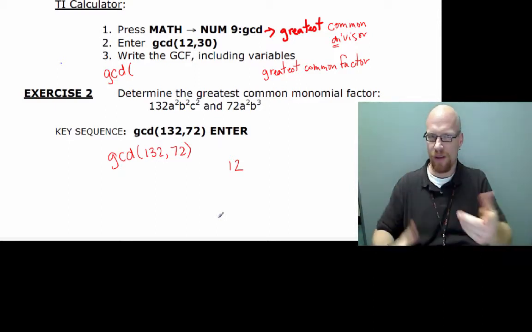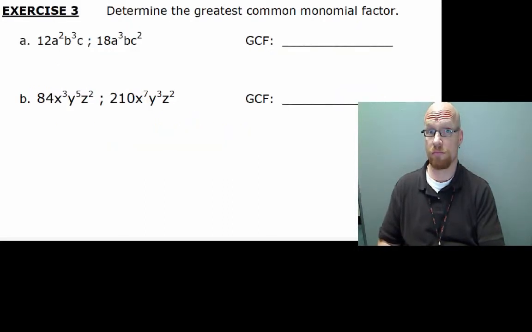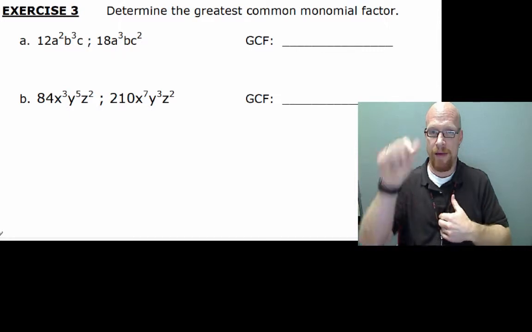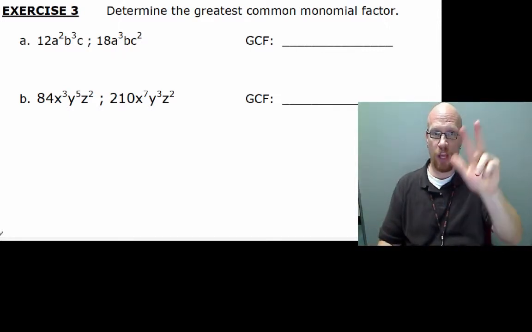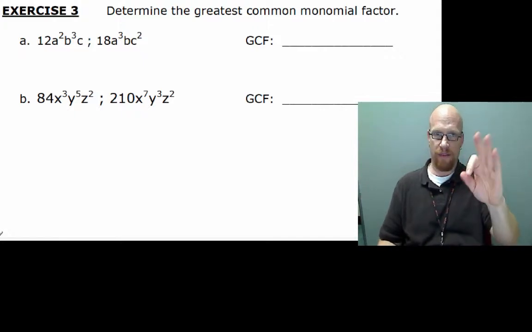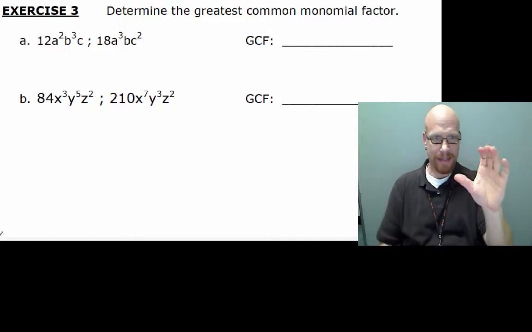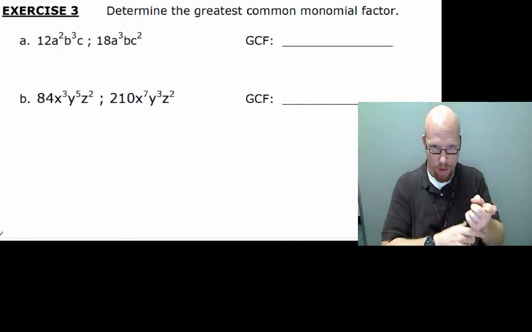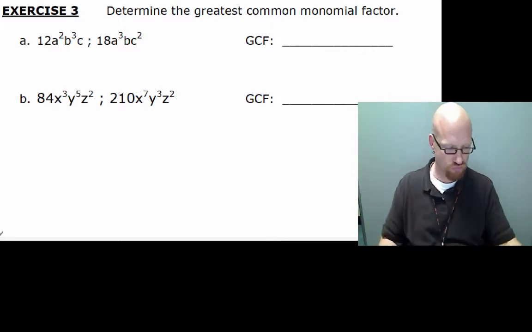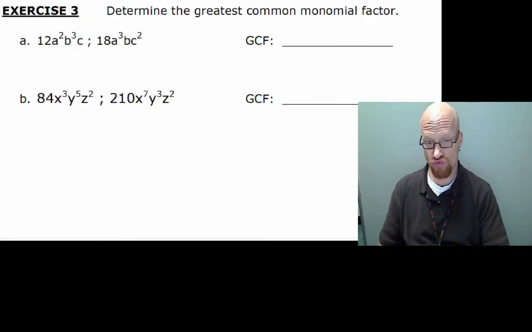Now, the calculator can and will help you with the numerical part of your variable term, the coefficient part, but not the whole thing, as we'll see. So now we have two examples, example A and B. A is 12a squared b cubed c, semicolon, 18a cubed b c squared. We have two components. We have the variable component of our GCF or GCD, where we have to pick the lowest power for each variable, and then we have the numerical part, the coefficient component.